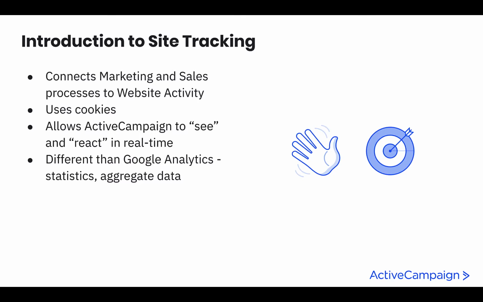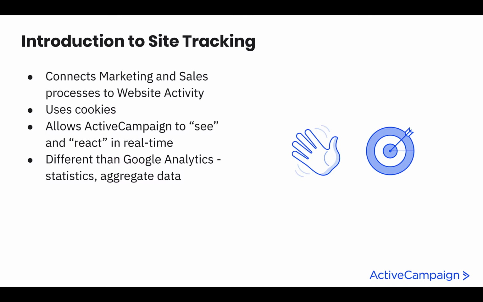Site tracking is a powerful feature that connects your marketing and sales processes to your website activity. It allows ActiveCampaign to see and then react in real time as contacts visit your site and view specific categories and pages. Analytics solutions, such as Google Analytics, give you statistics about website activity.